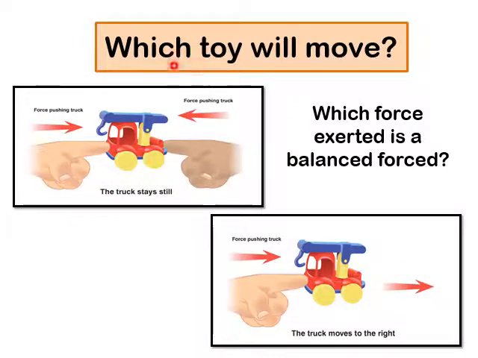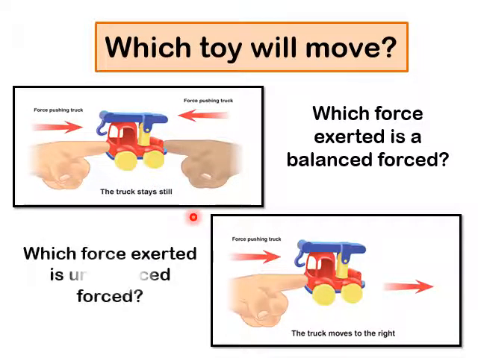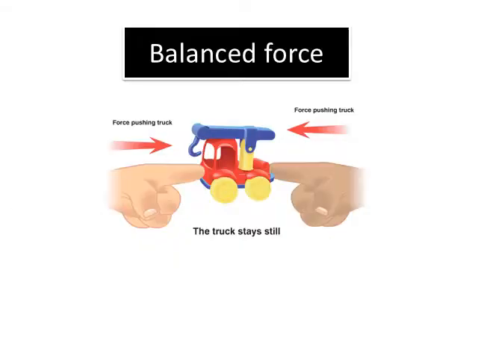Of course, this one is the balanced force, and the other will be the unbalanced force, because of course this force will be stronger than the other side. There is nothing on the other side, so it's unbalanced. This is stronger than the other side.